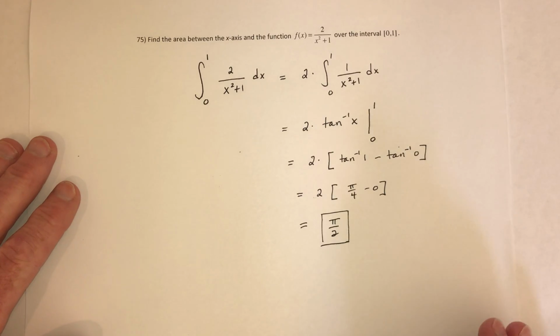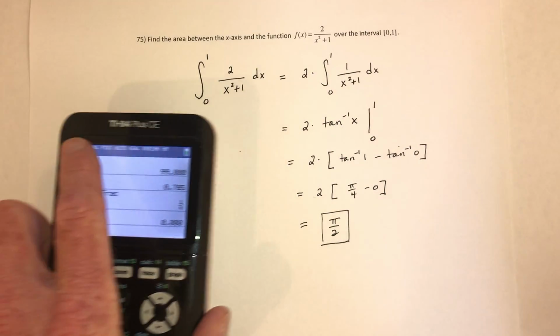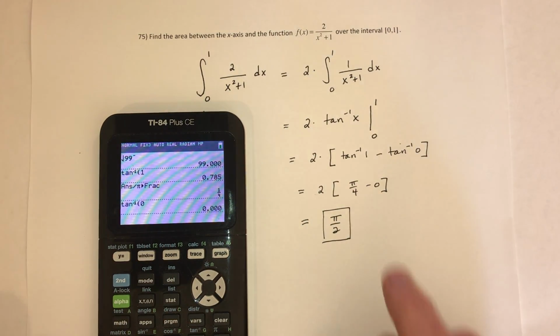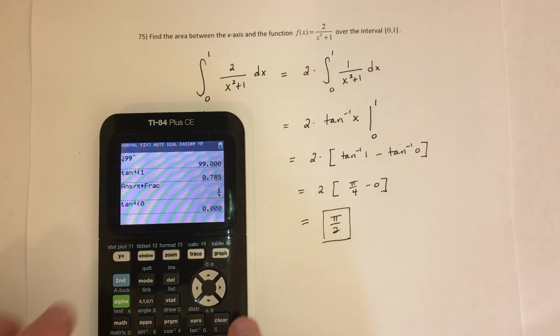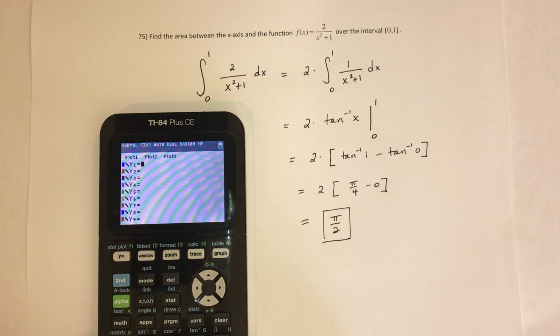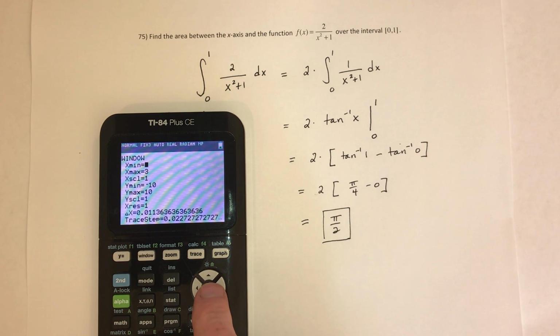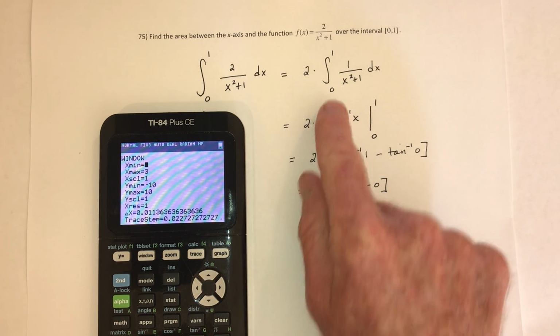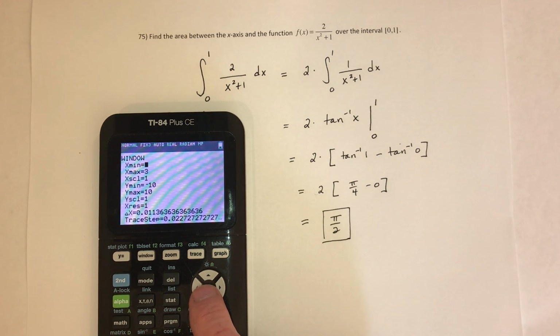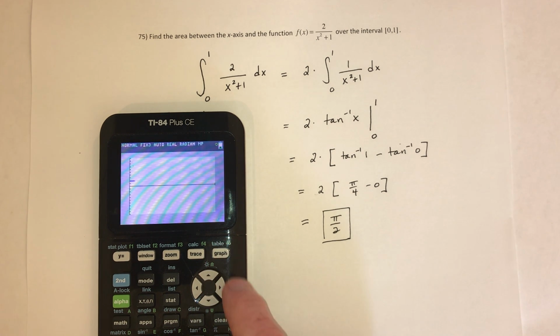Then I know of a good way to check and make sure that I got it right. Go ahead and graph this function. So 2 divided by parentheses x squared plus 1. I need to make sure that it includes 0 to 1. So 0 to 3, I'm just going to change it to 0 to 1.